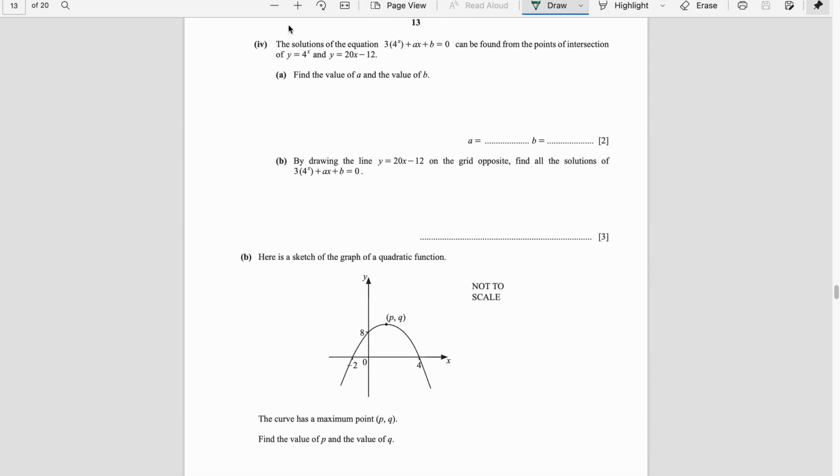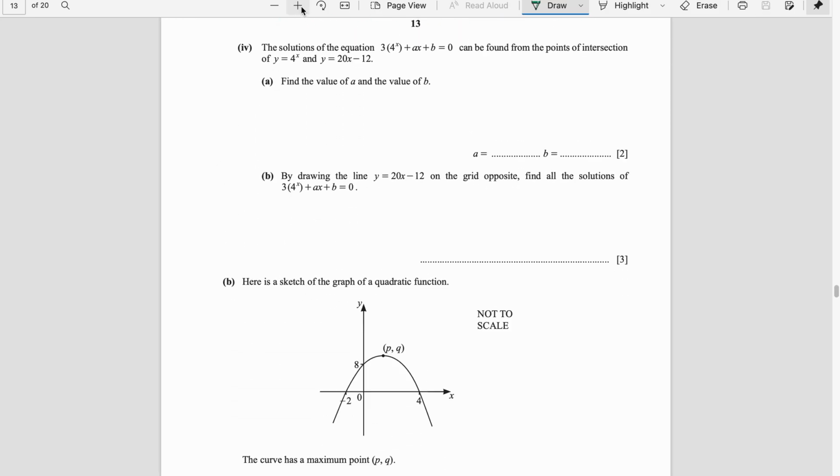Next part says the solution of the equation 3 into 4 raised to power x plus ax plus b can be found from the point of intersection of these 2 equations. So find the value of a and the value of b. If these 2 are intersecting, I can write 4^x equals 20x minus 12. Now we rearrange. So 4^x minus 20x plus 12 equals 0.